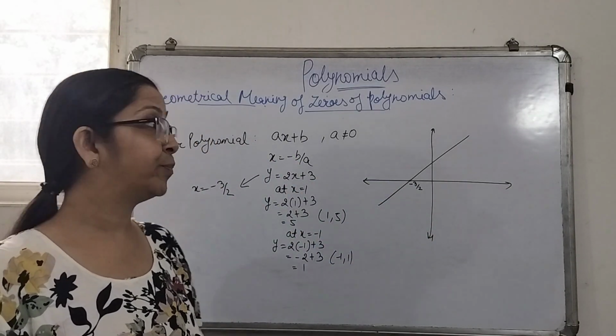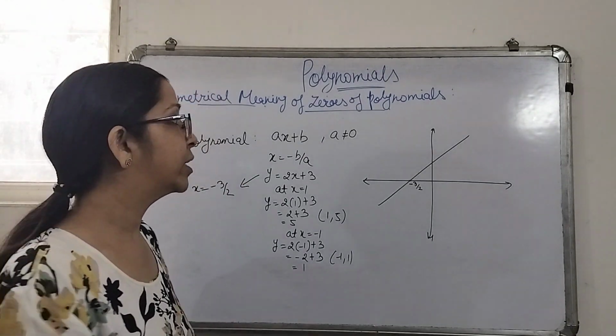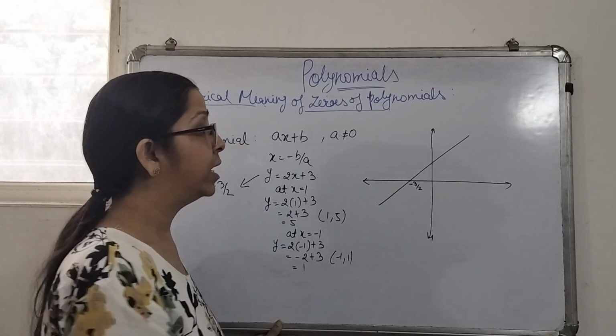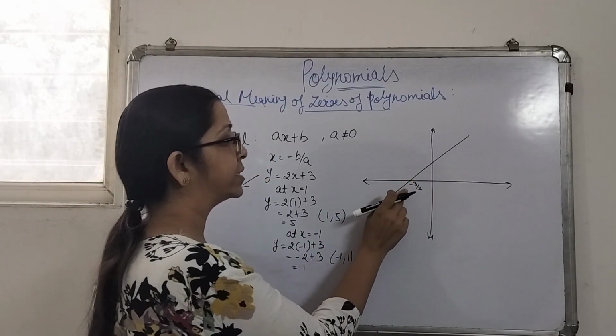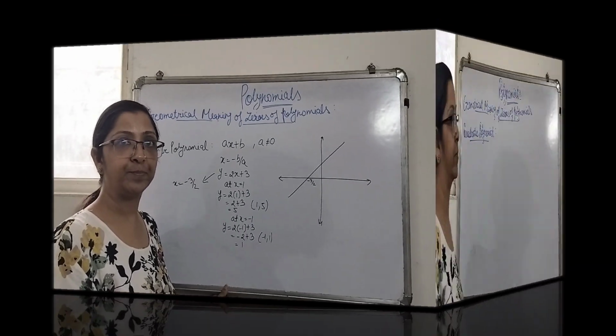of the polynomial. As we know, for a linear polynomial, there is only one zero. So there will be only one point where the graph will intersect the x-axis, and the point at which it intersects the x-axis will be the zero of the linear polynomial.